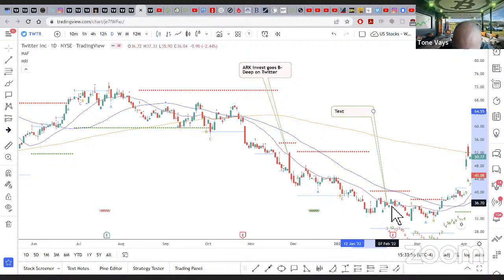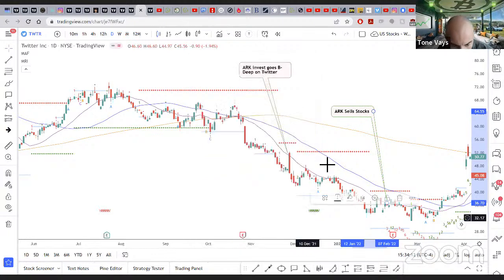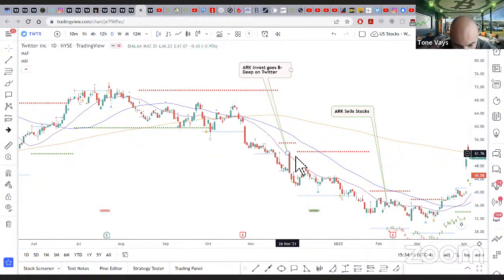So right here is when ARK sells Twitter. Talk about buying high and selling low. Though this isn't even buying high, this is buying stupid, because this is the day that Jack Dorsey left the company, right there. But they were in Twitter from earlier, right? Cathie Wood buys Twitter.